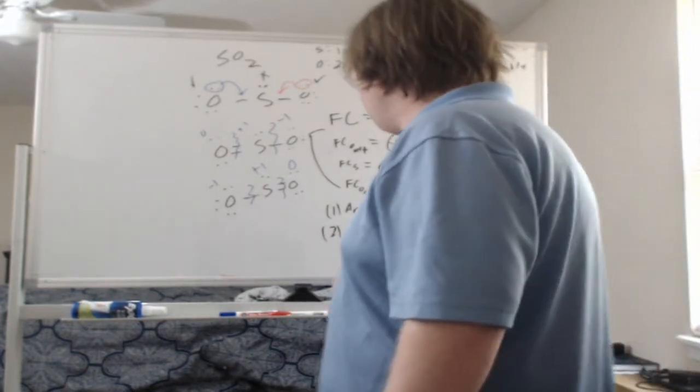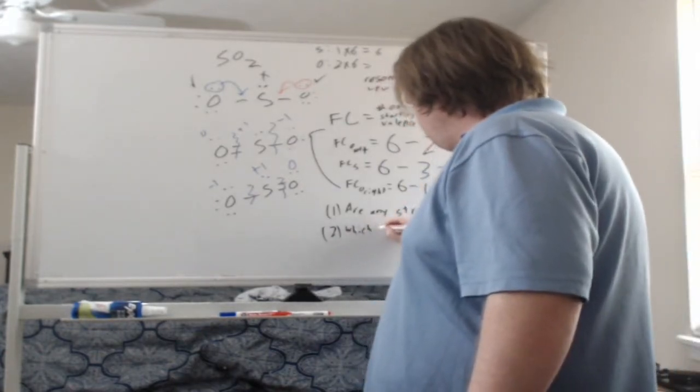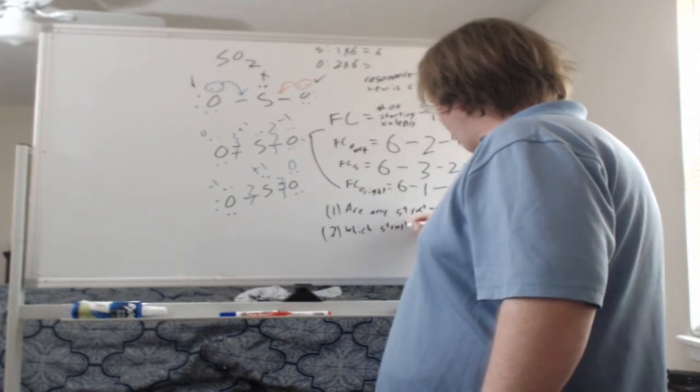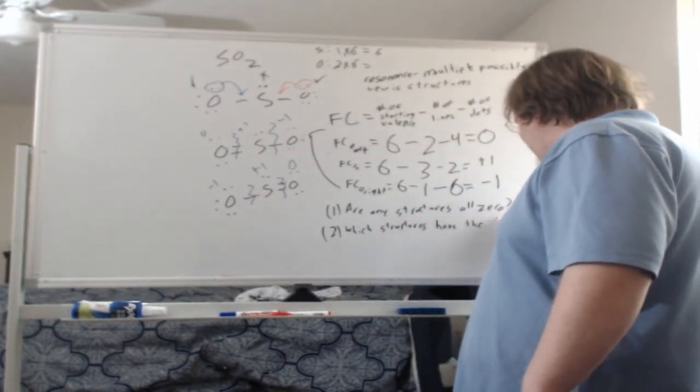Question 2. If they're not all 0, which structures have the lowest absolute value?